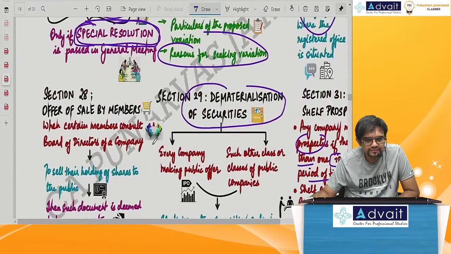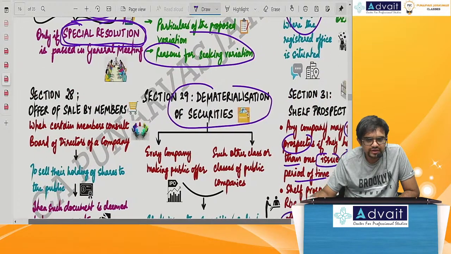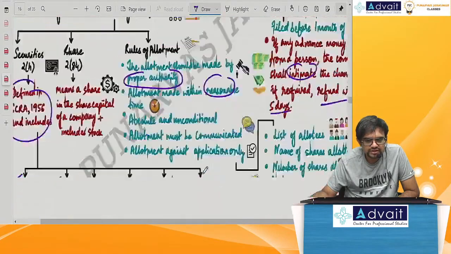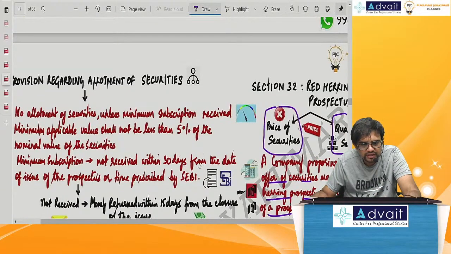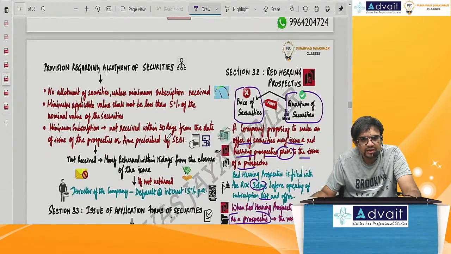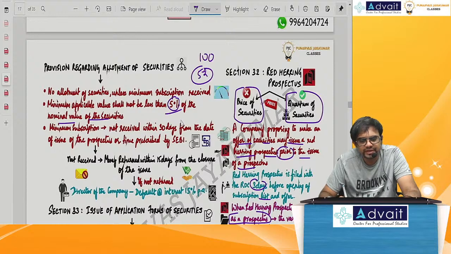Got it? Very simple. So this completes the topic with respect to prospectus. Then with respect to allotment and subscription money, basically how much money will be the application value? The application value shall not be less than 5% of the nominal value of the securities. So if the nominal value is, let's say, 100 rupees, it shall not be less than 5%, meaning I can collect 5 rupees as the application money.